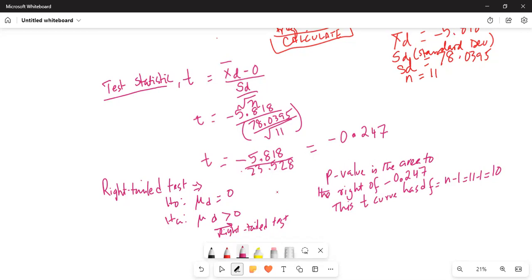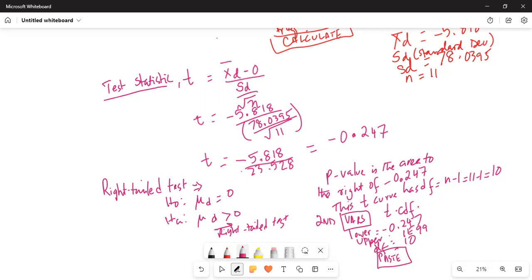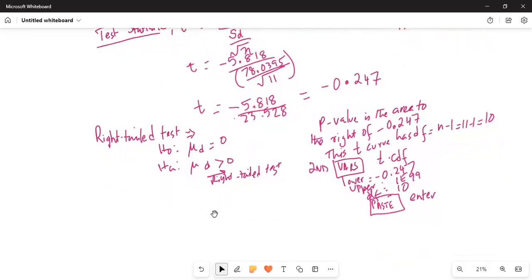So we go to second vars, but instead of using normal CDF, we will use TCDF. Okay. My lower is minus 0.247. My upper is 1E99. My degrees of freedom is 10, 11 minus 1. And basically I paste, enter and enter. So enter twice when you are on paste. So if I move up a little bit, my p-value comes out as, which is the p-value.